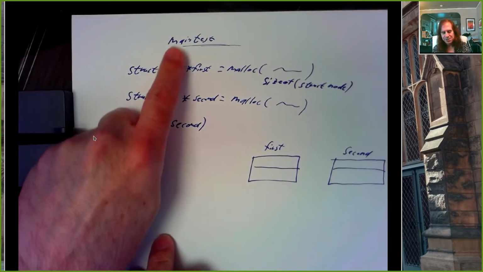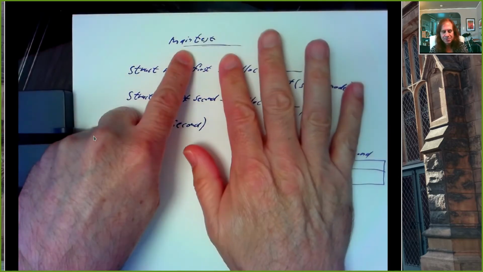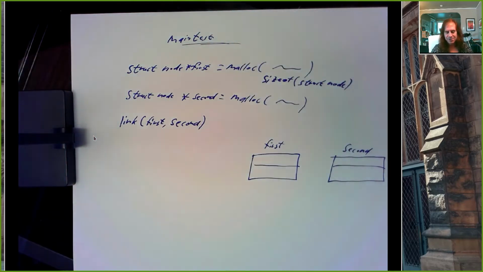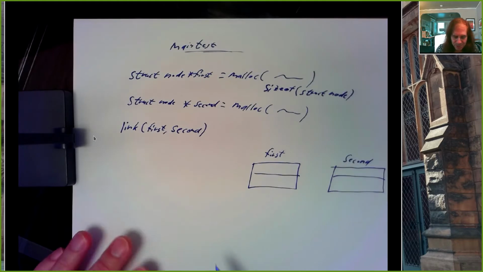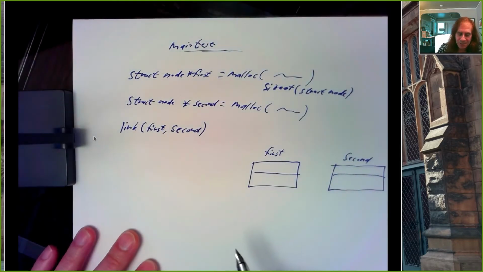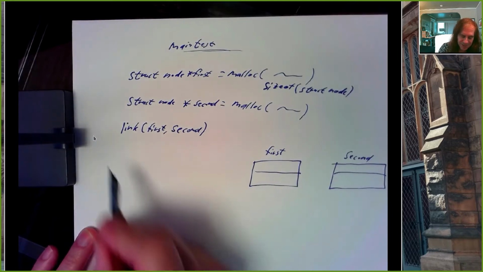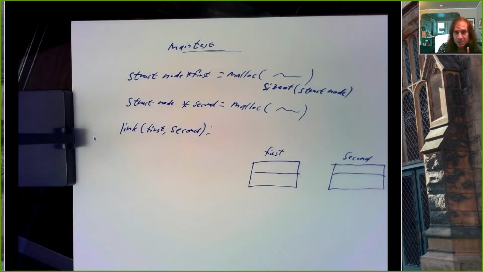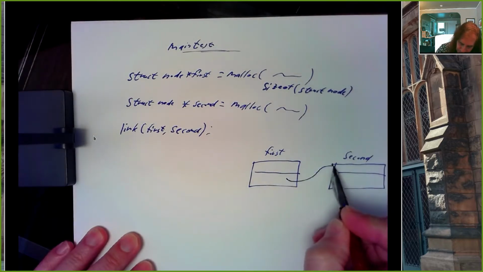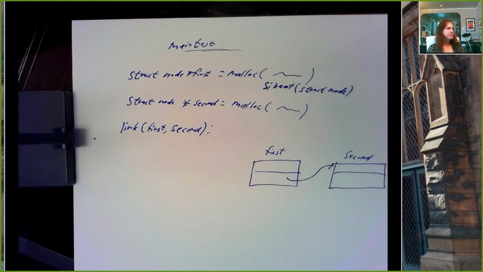So if I declare just a struct node named first, right, then I would use ampersand first to get its address. And I wouldn't have to do malloc, because if I make a variable of some type, the compiler and linker set up memory for that. But we'll stick to using pointers from here on out. So we'll allocate space by calling malloc for first and second. And then if I just say link first second, what that should do is take this field of this node and set it to point to the second node.